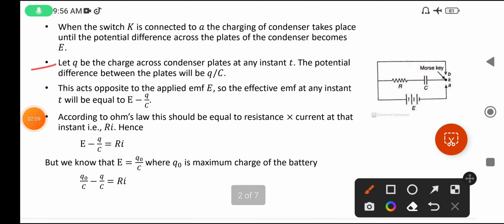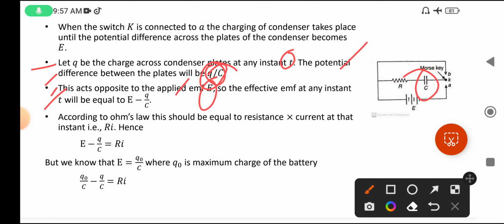Now let Q be the charge on the condenser plate at any instant t. The potential difference between the plates will be Q by C. This acts opposite to the applied EMF E. So Q by C is the voltage developed across the capacitor only. So what it will do, it opposes the charges increasing. This acts as opposed to the applied EMF.